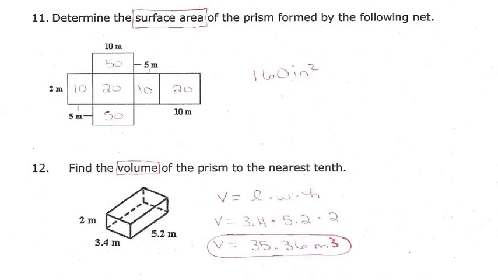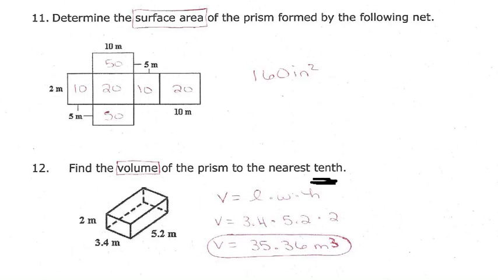For number 11, determine the surface area of the prism formed by the following net. Here I have to calculate the area of all 6 sides. I add them together. The surface area is 160 square inches. Number 12, find the volume of the prism to the nearest tenth.